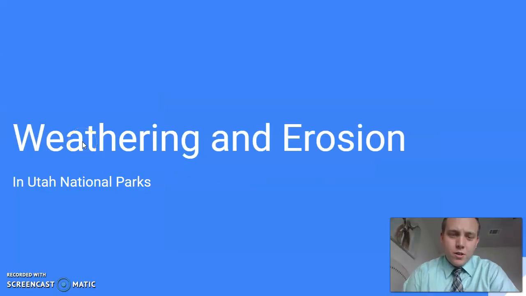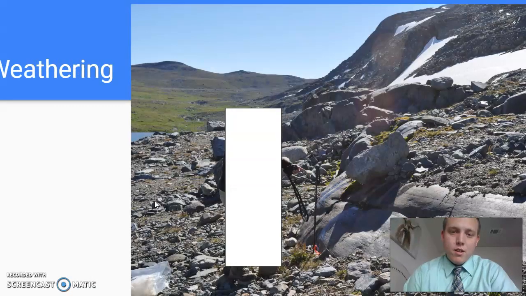But I wanted to share with you some interesting examples and really cool pictures from Utah's national parks with weathering and erosion. Utah is where I was born and raised, and I just wanted to share some really cool pictures and kind of talk through what this process looks like. So, with weathering and erosion, we have cool things that happen. But first, what is weathering and erosion?